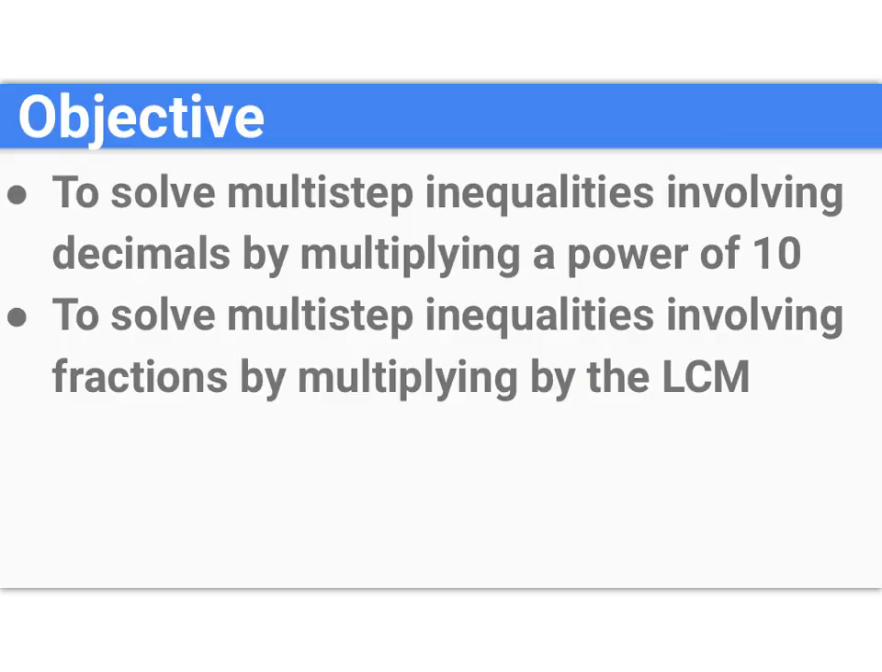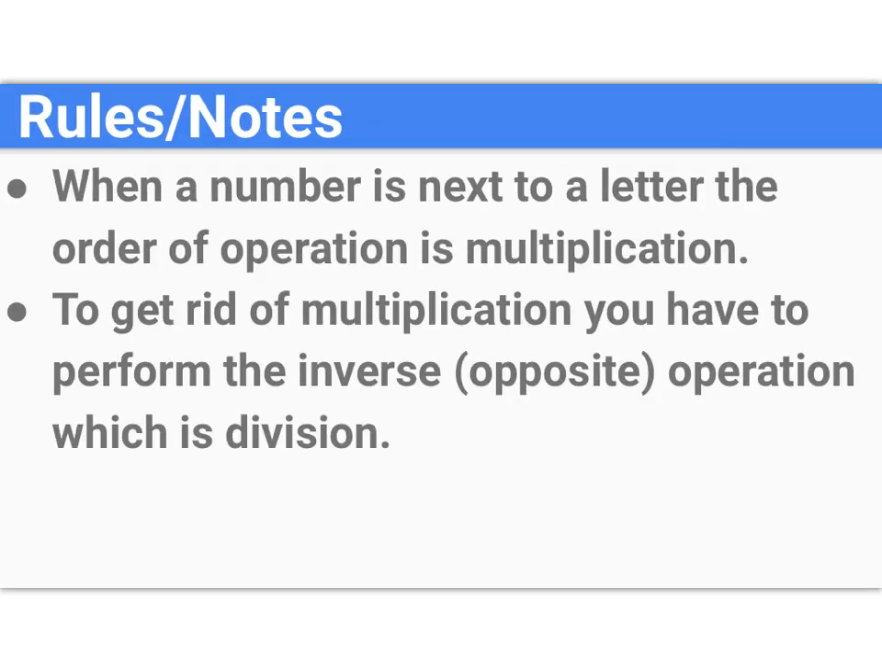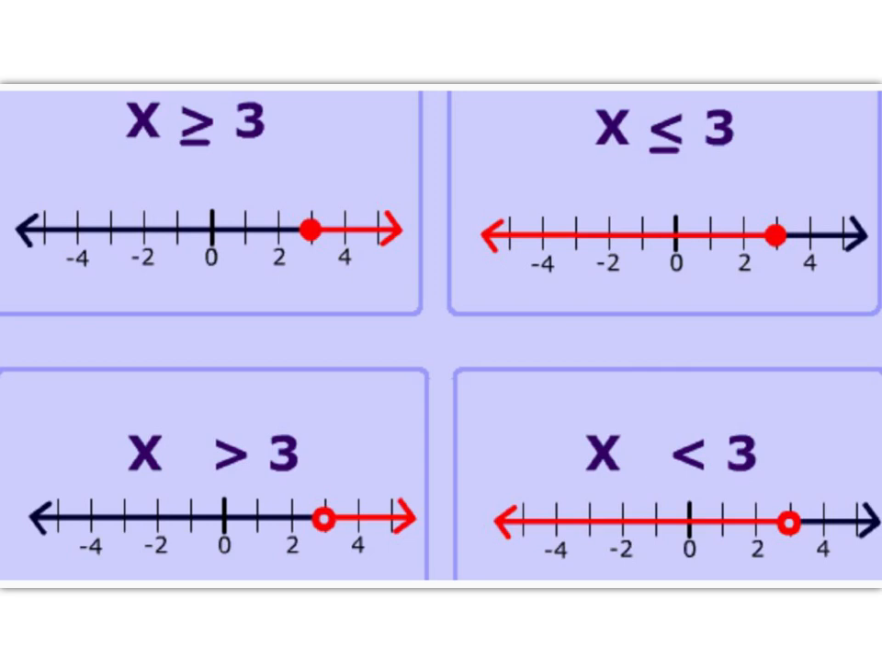Here's our objective. Here's our rules and notes. And you can pause and read over these things. And just to let you know again, when the comparison is underlined, it includes the number. So for this one, it includes 3. And for this one, it does not include 3 because it's not underlined. That's the difference between the open and closed circle.